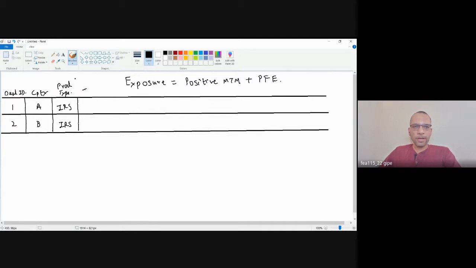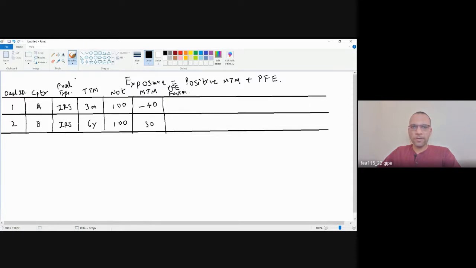Then I'll have my time to maturity. Let's say this time to maturity is 3 months, and let's say this is 6 years. And I'll have a notional. For simplicity, let's take a notional as 100 for both. After this, I can have my MTM. So let's say the MTM is minus 40 and 30. Then I have a PFE factor. So I'll tell you how this PFE factor comes in as well.